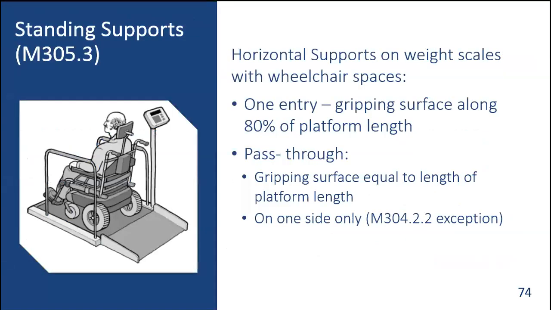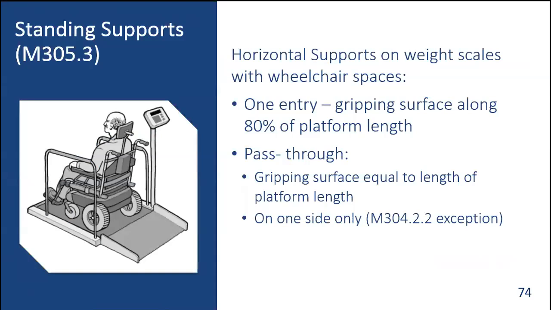Now, the standards do address equipment serving both those standing users and those using a wheelchair at the same time. This image here on the slide is oriented towards a weight scale, but it could apply to any other equipment. Now, you have a scale, you are not required to provide equipment that serves both people who stand and those that use a wheelchair at the same time. If you do provide that, then you need to comply with the standards to implement these changes of how horizontal supports will be provided.